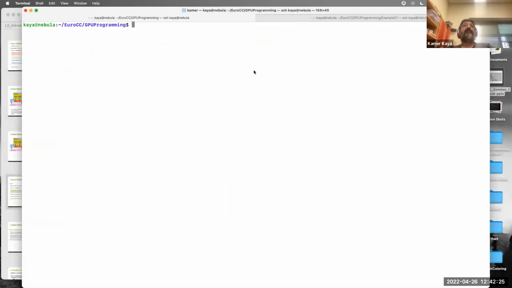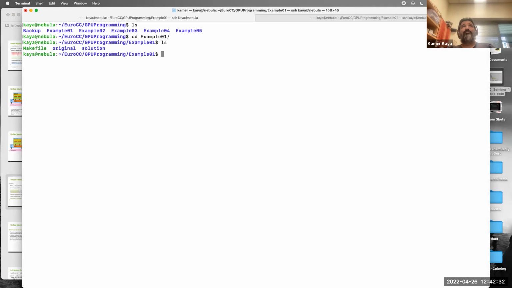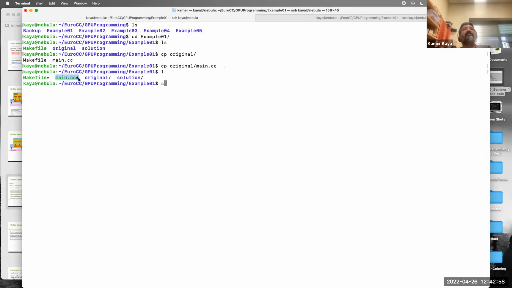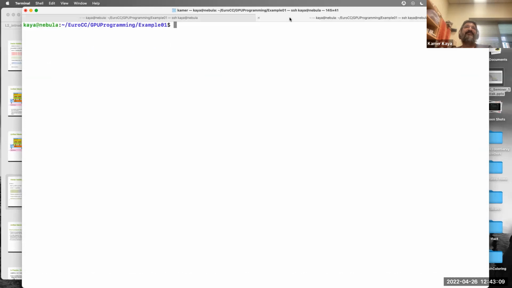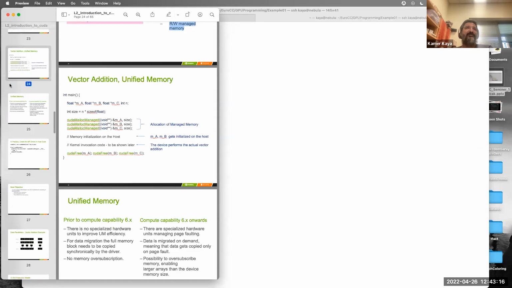So let's try to do one example. I will also put these along with the slides and the video links on the Indico webpage. For the first two examples, let me open this. Now I have this main.cc here, and if you open it, you see that there is nothing inside. So how do we compile it? To learn it, let me try to see this.